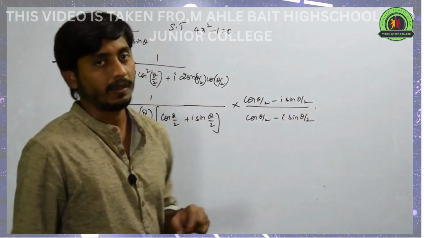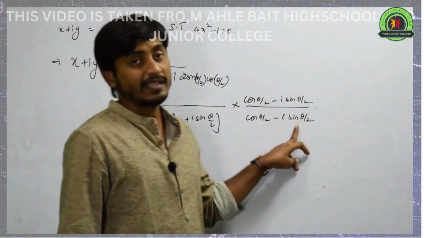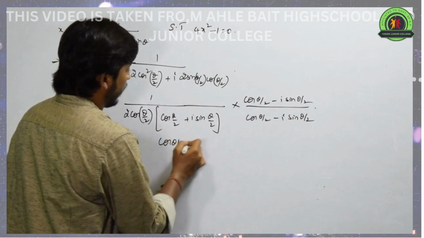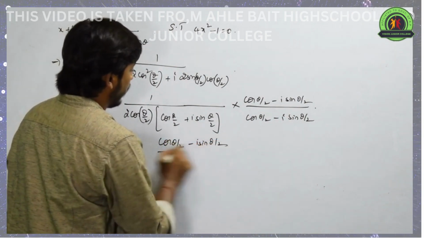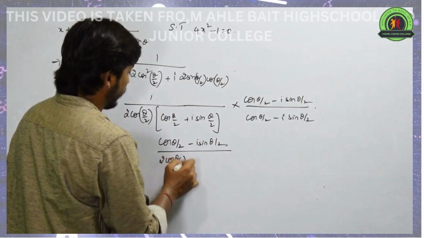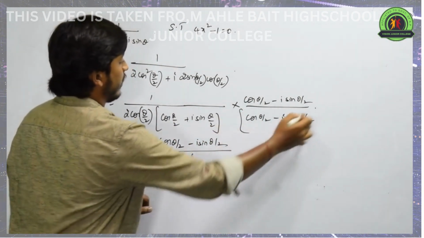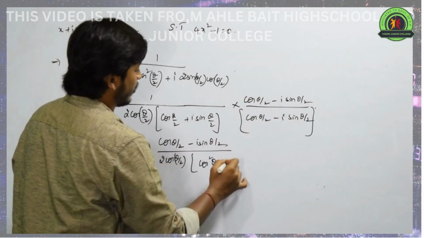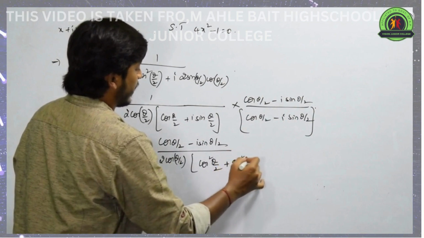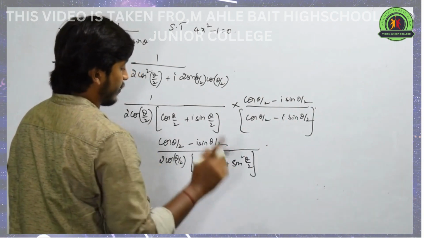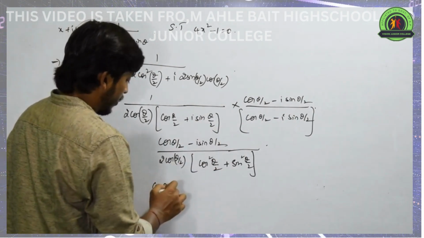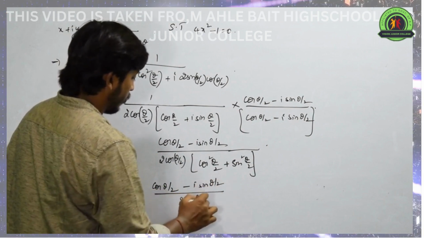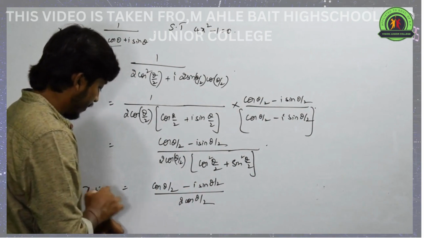a plus ib into a minus ib, that will be a square plus b square. That is nothing but cos theta by 2 minus i sin theta by 2, divided by 2 cos theta by 2 into a square minus b square, that is cos square theta by 2. i square is minus 1, so it becomes plus sin square theta by 2. Cos square plus sin square is 1. Therefore, I will get cos theta by 2 minus i sin theta by 2 divided by 2 cos theta by 2. This is x plus iy.